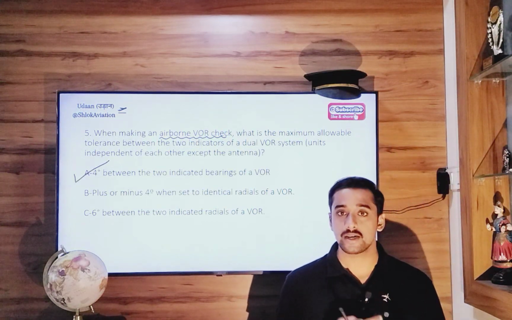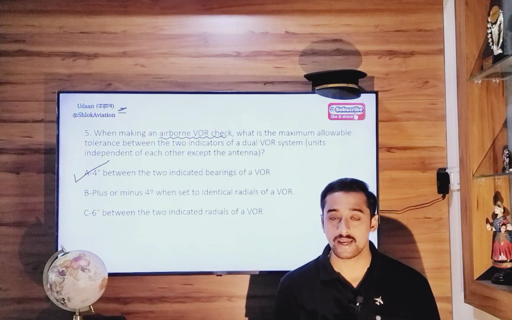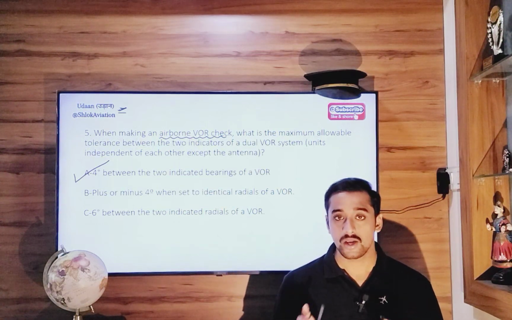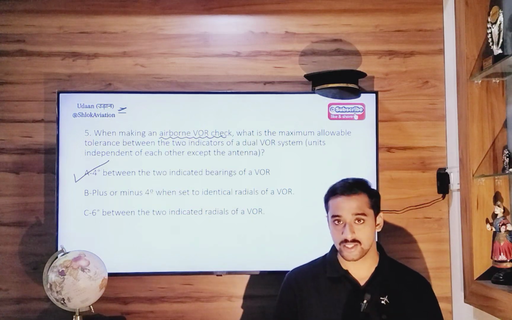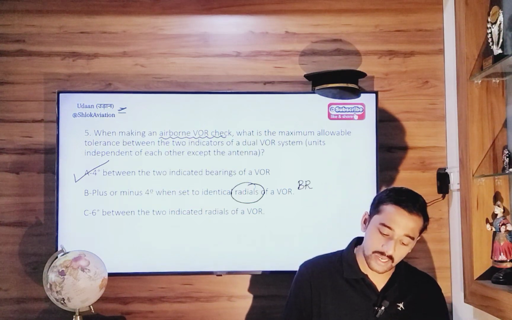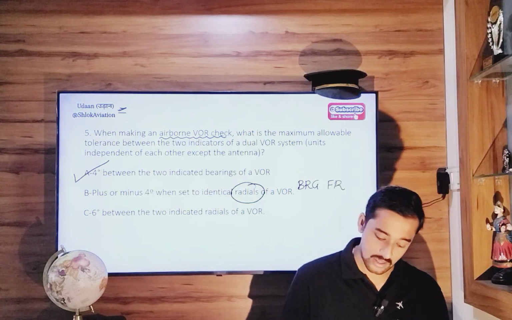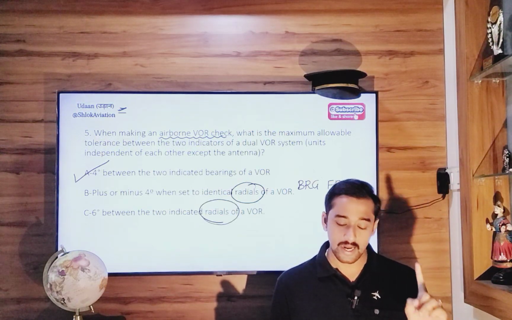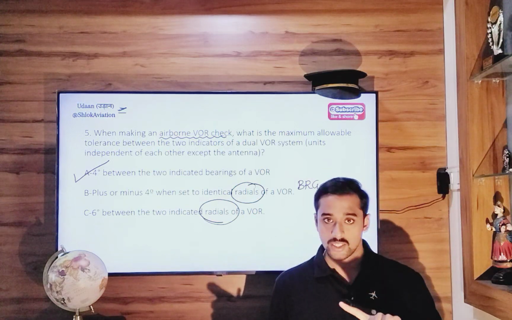Whenever you are doing this airborne VOR check, it is important that you get a bearing to the VOR station, not a bearing from the VOR station. Radial means a bearing obtained from the VOR station. So whenever you are doing a VOR check, you should be getting a bearing to the VOR station.